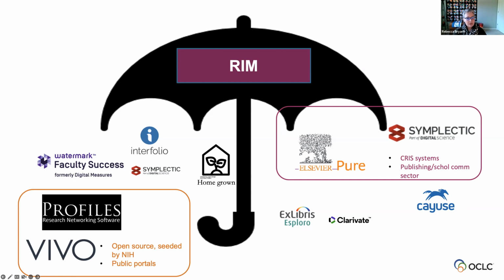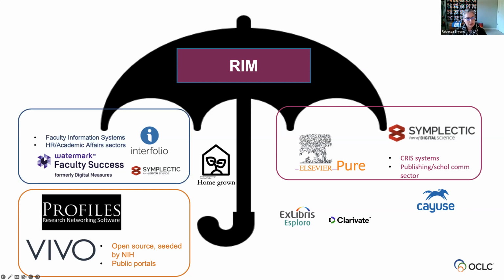And Profiles RNS in particular is used by a lot of biomedical institutions, medical centers, health centers. We also have faculty information systems, or FIS systems, which are sort of coming out of HR or academic affairs. A lot of your institutions probably use Watermark, Faculty Success, maybe also known as Activity Insights or Digital Measures. It's had a lot of rebranding.